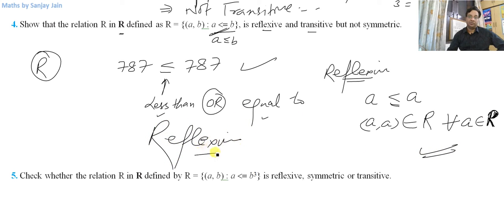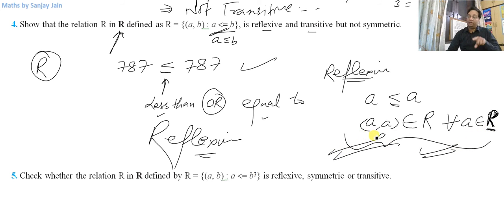When you prove it is reflexive, you don't have to choose only one example. You have to show it for any general number that falls in this set. So I have shown that any real number is equal to itself, hence it satisfies this relation that A is less than or equal to B. Hence it is present in this relation R, making it reflexive.